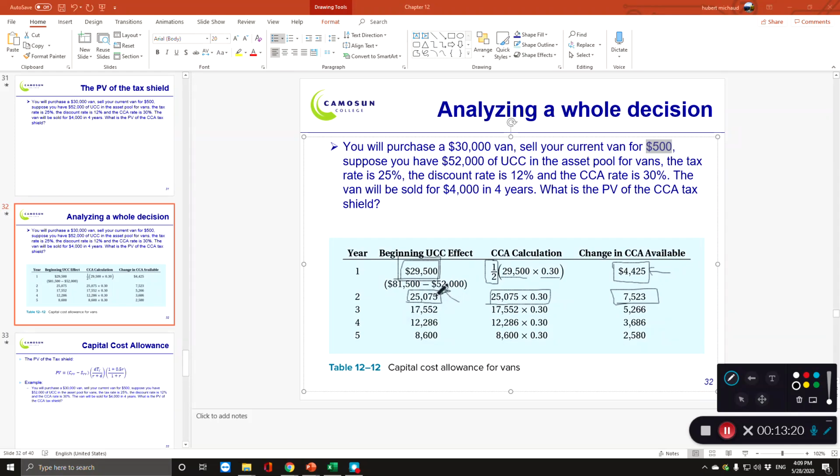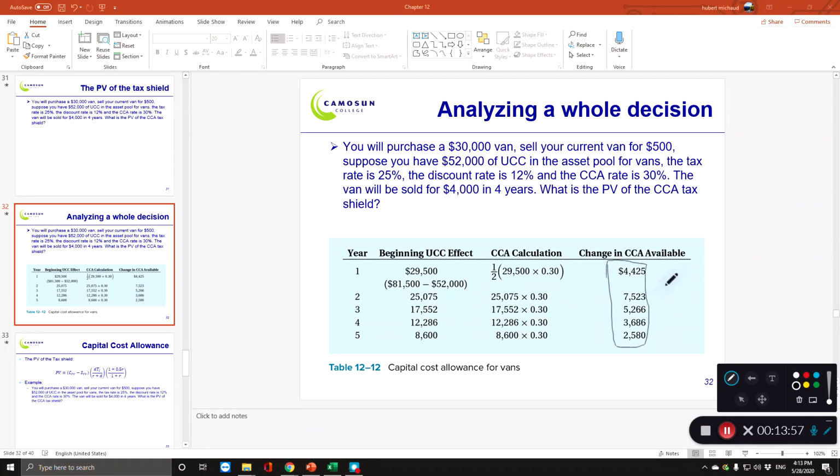I take 25,075 minus 7,523. I have this amount in my undepreciated capital costs. I can depreciate at a rate of 30%, and so on. We can keep going. Does that make sense for everyone? Again, this is not even my tax shield, right? This is how much I can report in amortization, but I'm only going to save my tax rate times that amount, right? So what I was saying here is that we would need to multiply these numbers by 0.25.